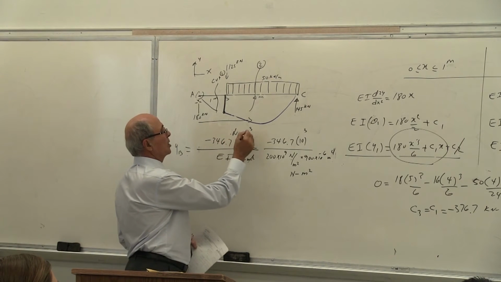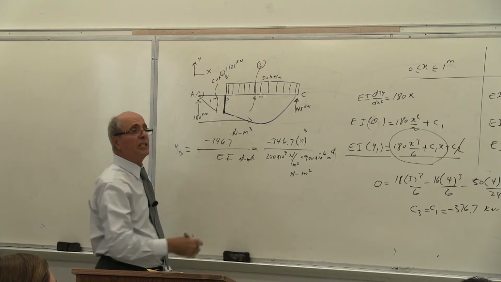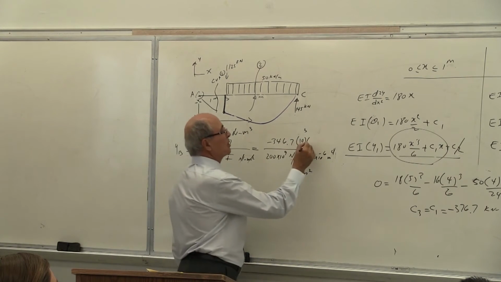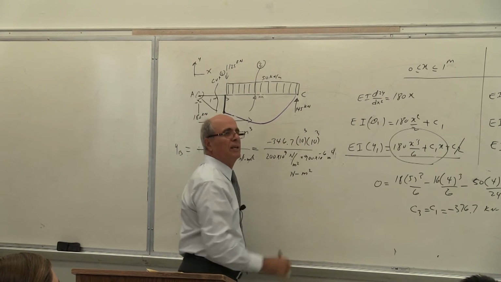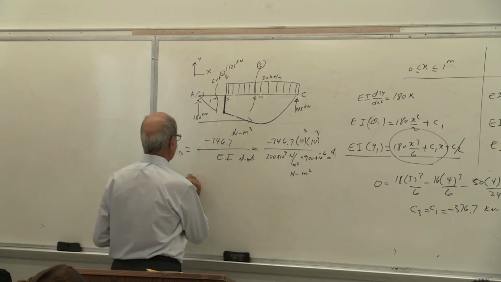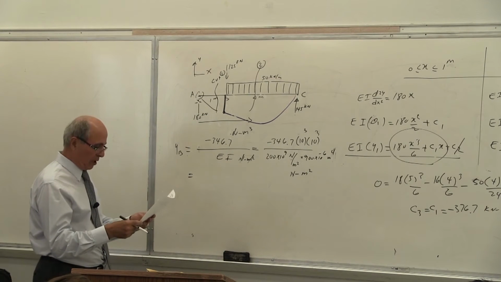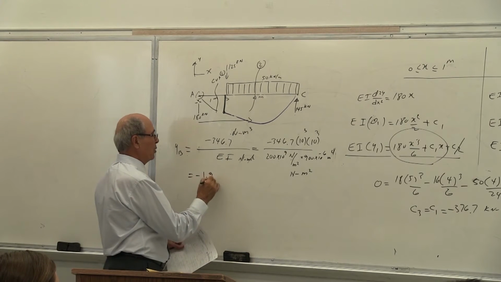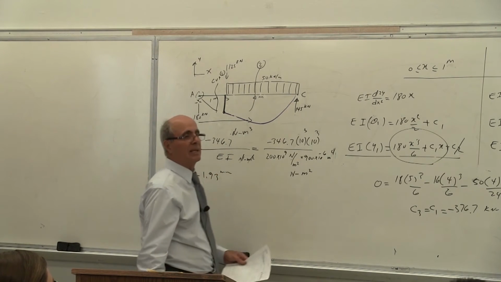This drops out. I have 1 meter, but I don't want y in meter. Y is in millimeter. So you multiply it by 10 to the power of 3 to convert meter to millimeter. So the answer will become in millimeter. But as I said, we didn't go that far. You didn't go that far, but that's okay. Minus 1.93 millimeter. That's the answer.